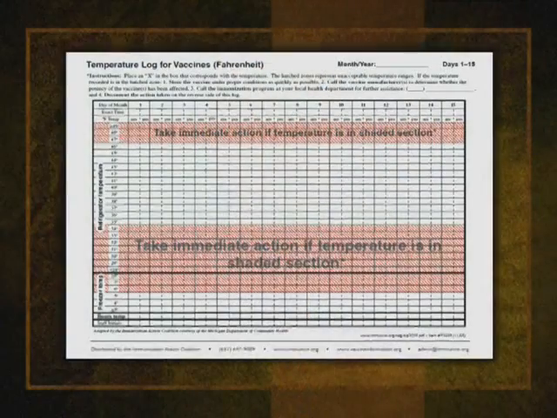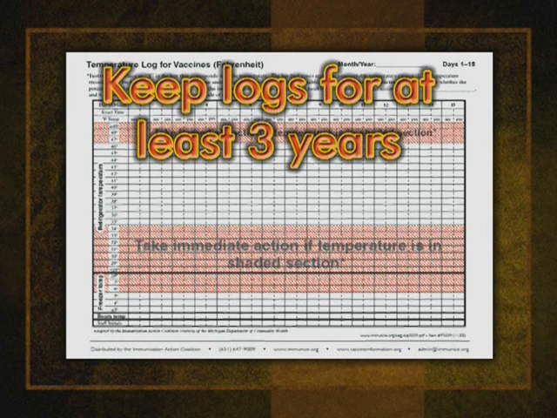Proper temperature monitoring is vital to proper cold chain management. Temperatures should be checked twice a day, once in the morning and once at the end of the workday. Post a temperature log like this on the door of the refrigerator or freezer and record the temperature readings twice daily. Keep temperature logs for at least 3 years unless state statutes or rules require a longer period.